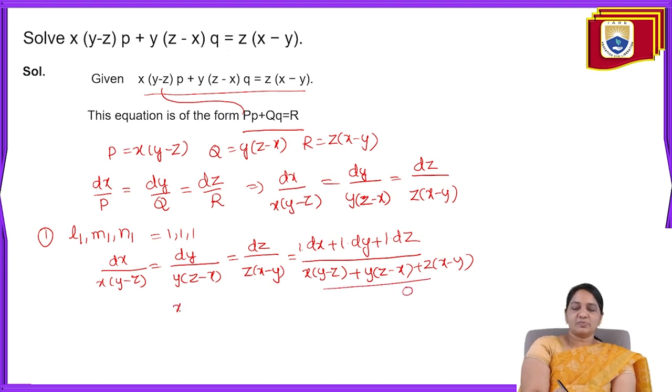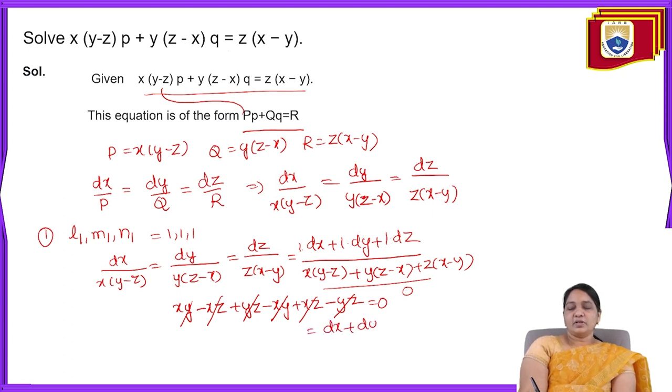So first I am simplifying this. xy minus xz plus yz minus xy plus xz minus yz. So plus xz minus xz, minus yz plus yz, xy minus xy. Here this value is 0. That means dx plus dy plus dz by 0. So now I can integrate this one to get the solution.